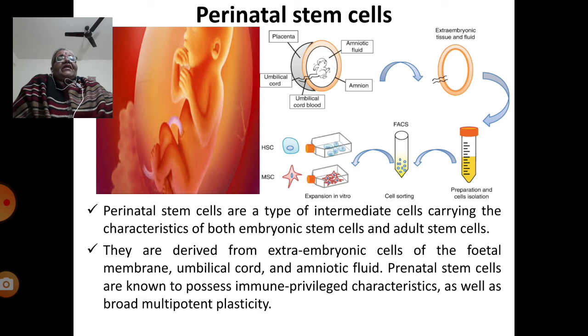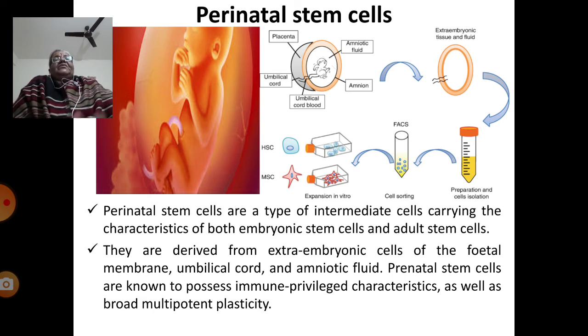Basically, they are derived from extra embryonic cells of fetal membrane. Then umbilical cord, then amniotic fluid. So, these stem cells are known to possess immune privileged characters as well as broad multipotent plasticity.